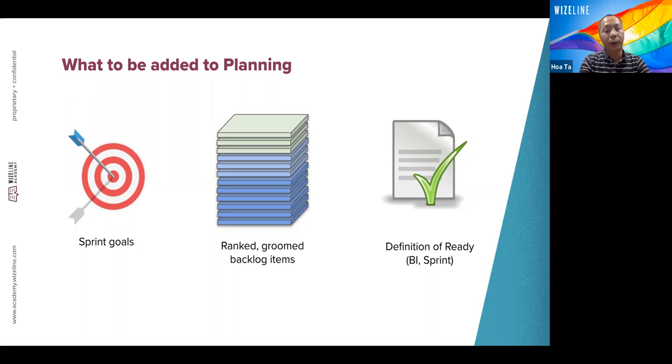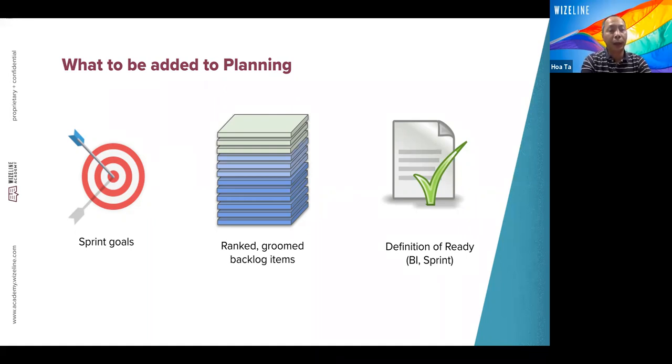So before going to the planning session, we need to have ranked and groomed backlog items, and the backlog items should be estimated and given story points as well. So then we go into the planning, we already have everything. When we do the planning, there is a very important document that we need to work through with the team. That is the definition of ready.